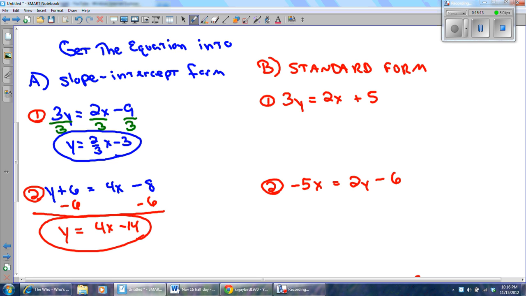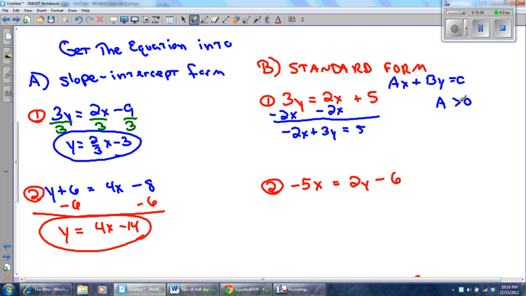And there you go. All right, trying to get to standard form, I want ax plus by equals c. Which term is in the wrong place? Well, I think the 2x is. So I'm going to subtract 2x from both sides. So I'm going to get negative 2x plus 3y equals 5. But I remember that a has to be greater than 0. And in this case, it's not, so I'll have to multiply through by a negative 1 on both sides. If I do that, I get 2x minus 3y equals negative 5, and I'm in standard form.